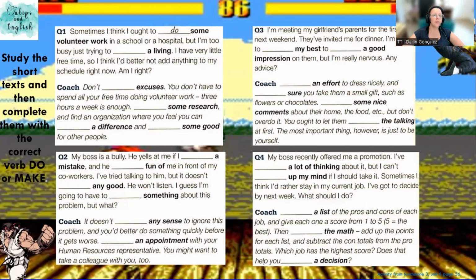Like in the first example, sometimes I think I ought to do some volunteer work in a school or in a hospital, but I'm too busy just trying to. Which one should I use? Study the short texts and do the exercise. Complete the gaps. When you finish, come back because you will listen to these conversations to check your answers.